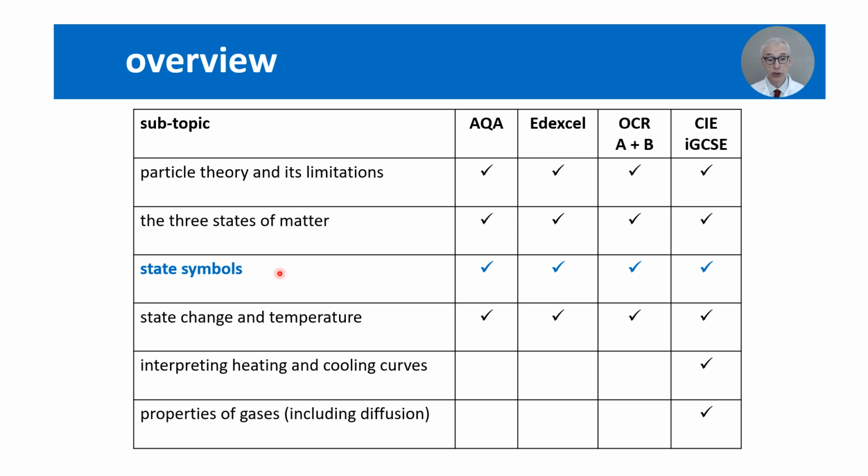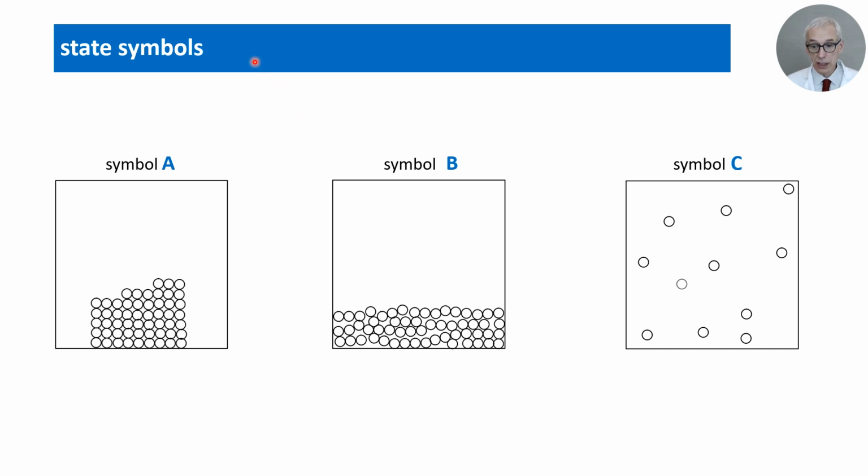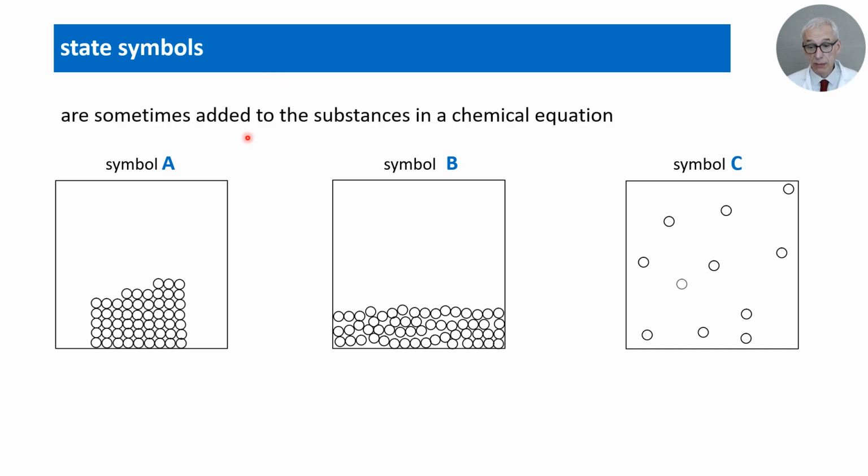Moving on to state symbols. State symbols are sometimes added to the substances in a chemical equation. So we have solid, liquid, gas. Pause. Can you recall the symbols that are used in chemical equations to indicate the state solid, liquid, and gas? Come back, restart when you have your answer.